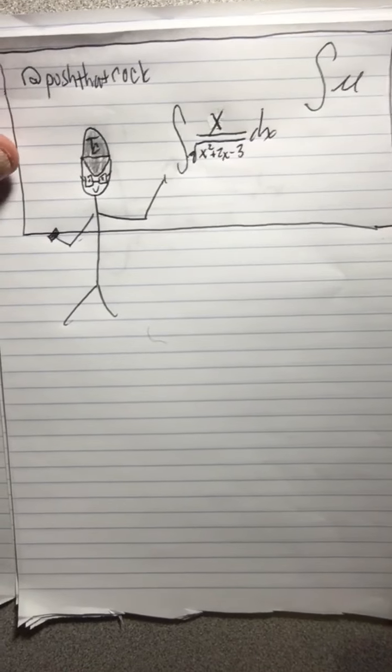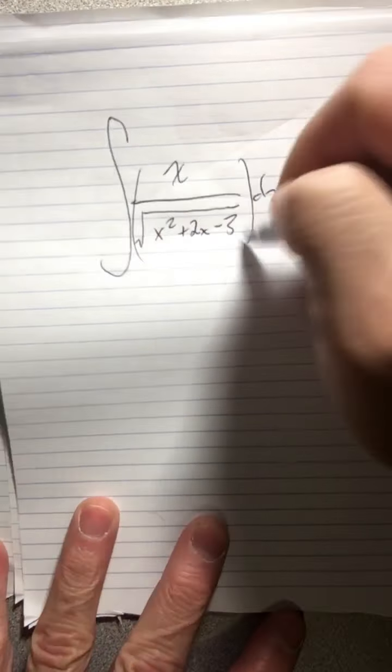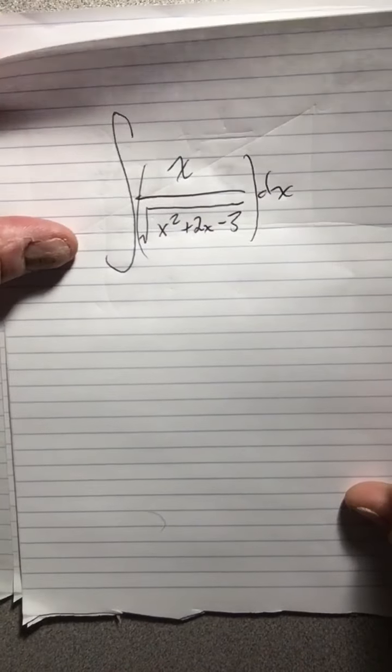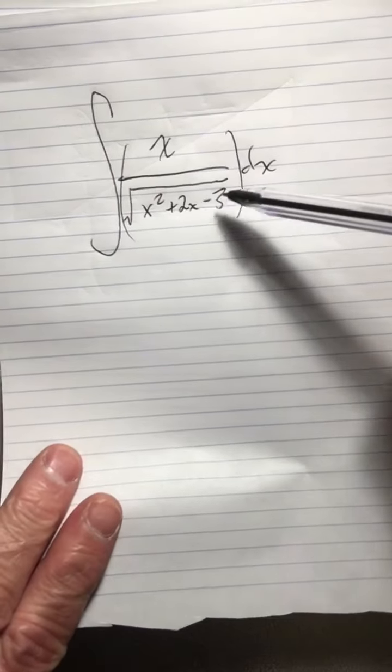Push that rock here with Simpson math. Integration by trig substitution. Let's try to integrate this integrand right here. First, let's look at the radicand. So the radicand is x squared plus 2x minus 3. Let's look at that and let's do some.